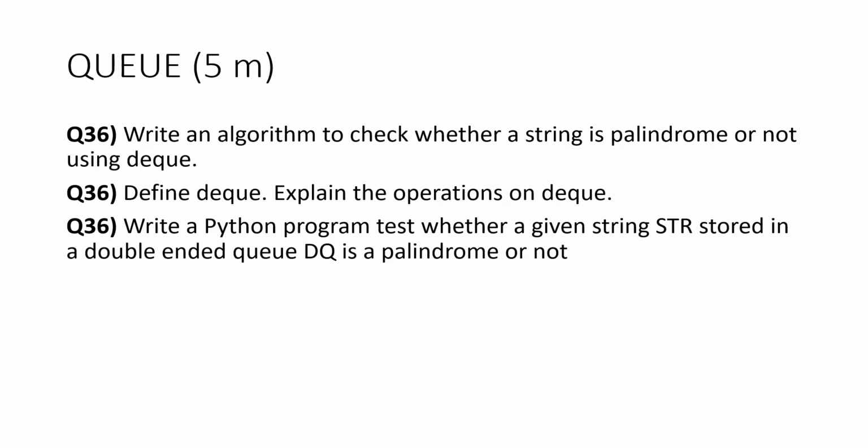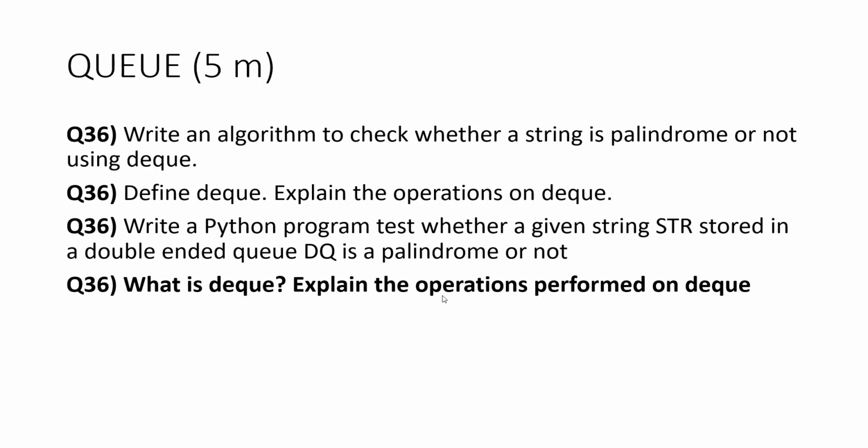Then, the next question is: write a Python program to test whether a given string str stored in a double-ended queue, the queue or deque, is a palindrome or not. So, it is the same as the first question. Here deque is given, here double-ended queue is given, both are one and the same. Okay, so remember you have to practice the palindrome or not using deque, an algorithm and also a Python program. Both you have to practice.